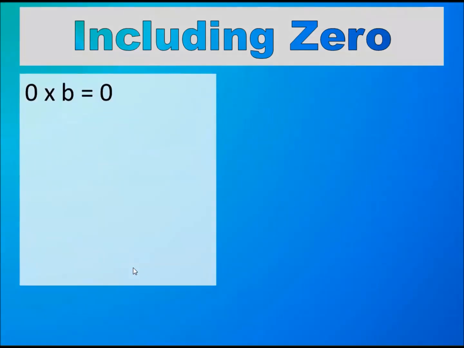Now, let's talk about the cases that include 0, because 0 is neither positive nor negative. 0 times b is equal to 0. So b is any number in this case. It is a variable. And why do I know that?